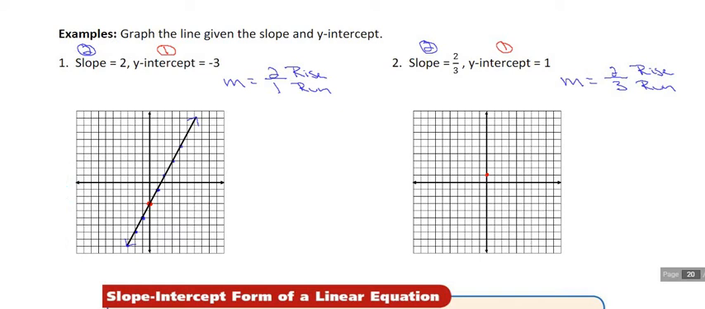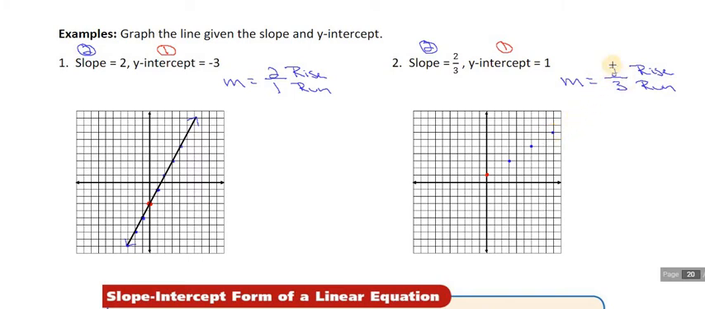Okay, so starting from our y-intercept, we are going to rise 2 units and run 3 units, both positive. So that means we go up 2 units, turn the corner, go right 3 units, and plot the point. Go up 2 units, right 3 units, plot the point. Rise 2, run 3.